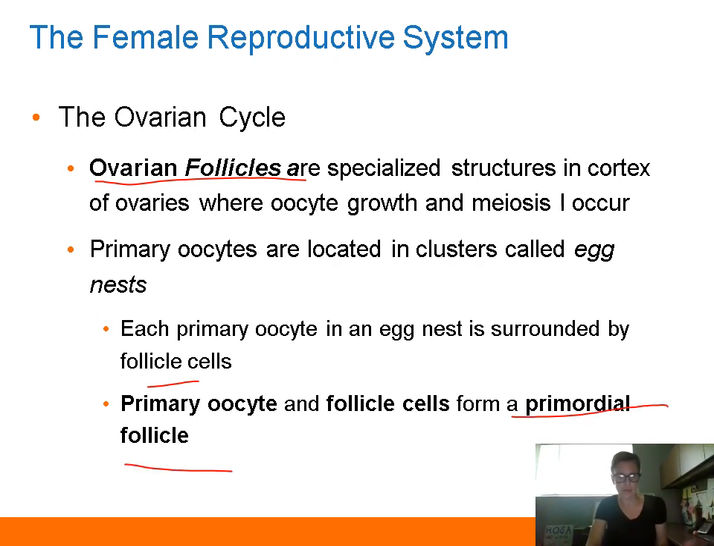And remember, we mentioned primordial follicles. It's the primordial follicle that grows and develops each month into a primary follicle, then a secondary follicle, then a tertiary follicle. So when the baby is born, the baby has a bunch of primordial follicles in the ovaries. At puberty, that's when we start stimulating a primordial follicle to develop into a primary, secondary, and then tertiary follicle each month.